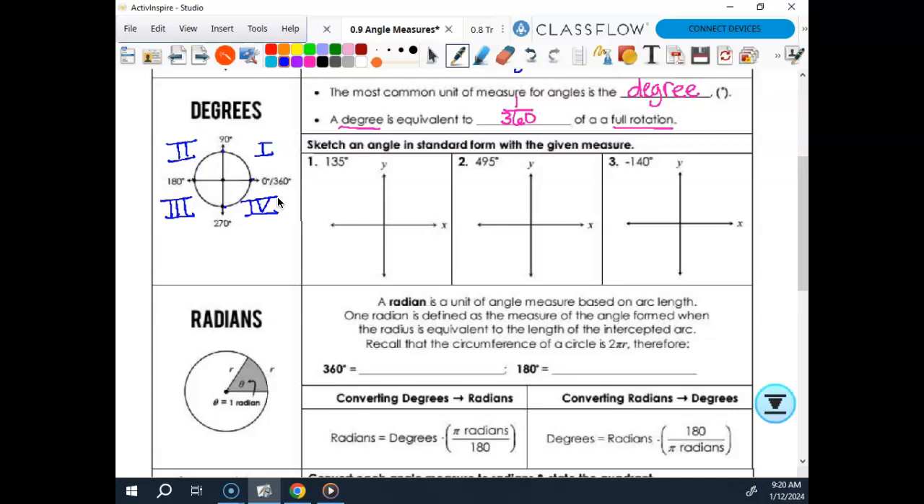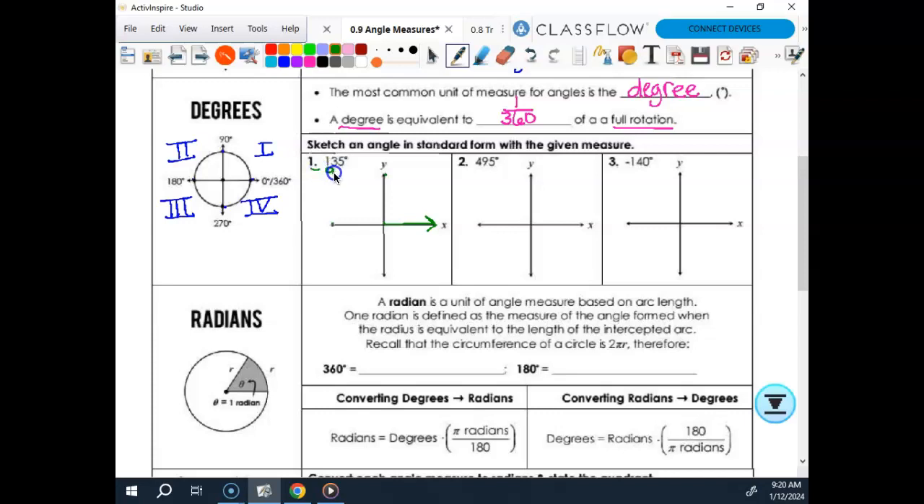All right, so now we are going to sketch an angle in standard form with the given measure. So I'm going to sketch a 135 degree angle. So I start with this right here, right? I start on the positive x-axis, that's one ray. Then I'm going to rotate. Well, I know when I go from here to here, that's 90. And if I went all the way to here, that's 180. So somewhere in the second quadrant is 135. I kind of need to know exactly where.